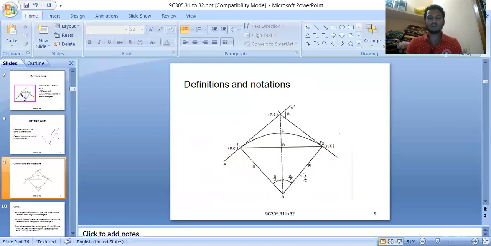O is the center of the arc. Let us take a simple circular curve of center O. O is the center. R is the radius of the circular arc. Let us say T1, T2 is the long chord, not the mid-ordinate. This is the long chord for this curve. So D is the center of the long chord, whereas C is the center of the curve.